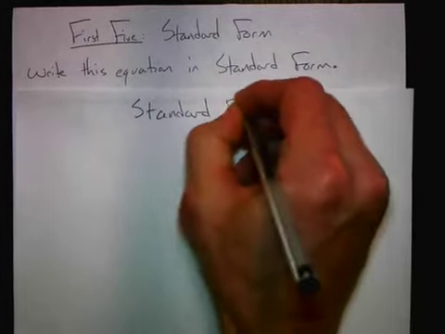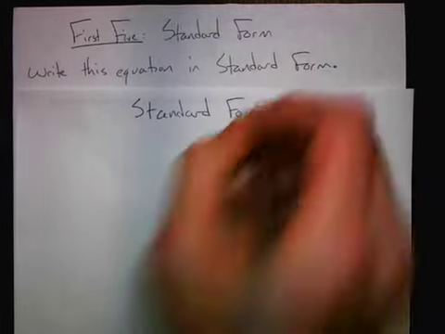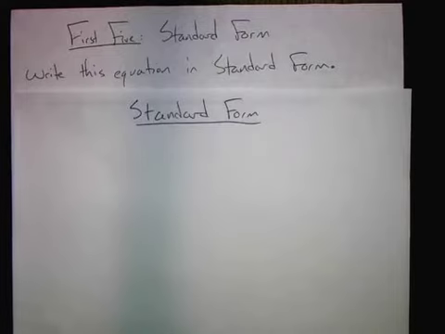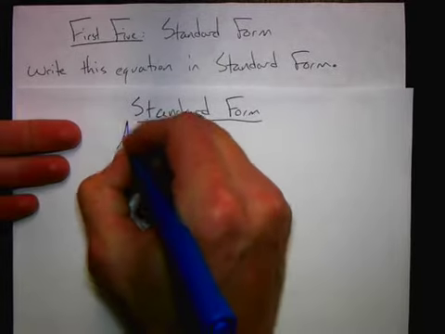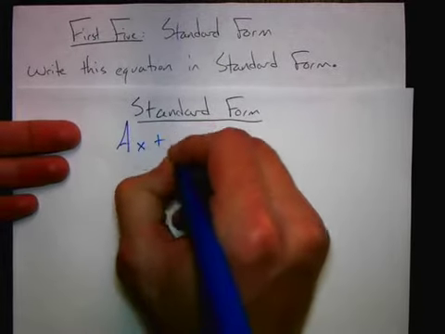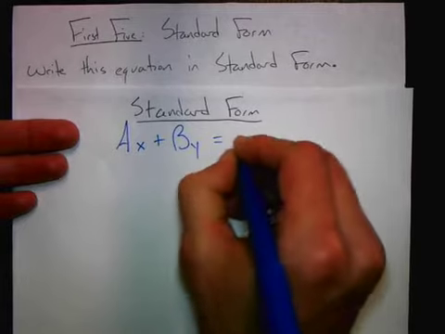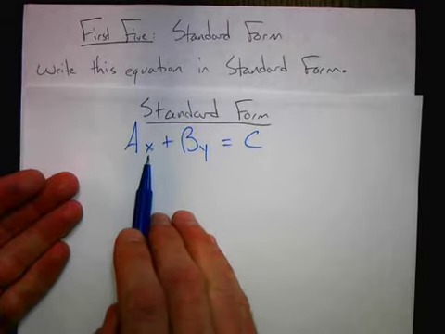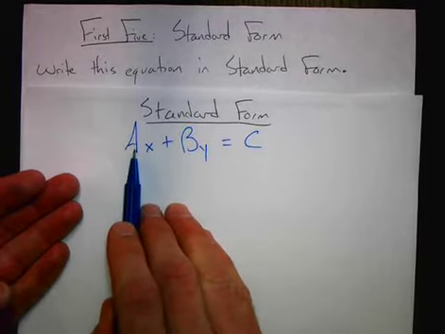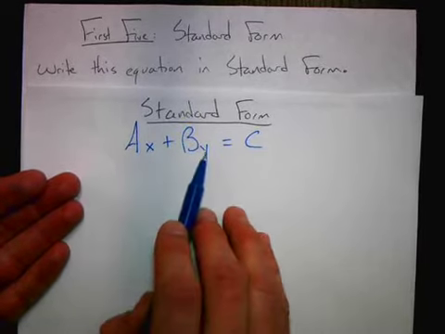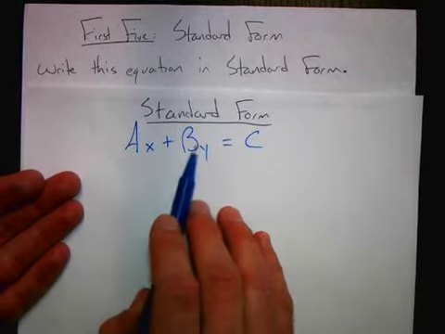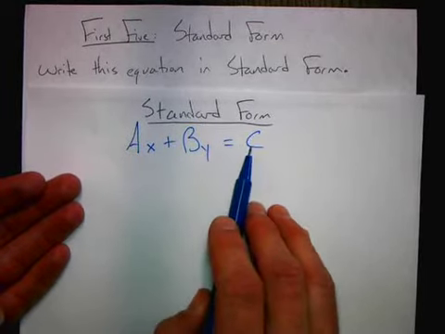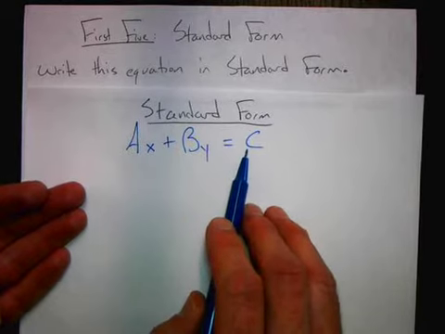But standard form is an equation that looks like this. I mean, it's quite popular. We have ax plus by equals c. So you have an equation with the x term out in front. A is a coefficient. Then you have the y term that's next with b as the coefficient, then the equal sign, and then the constant number that doesn't have an x or y.